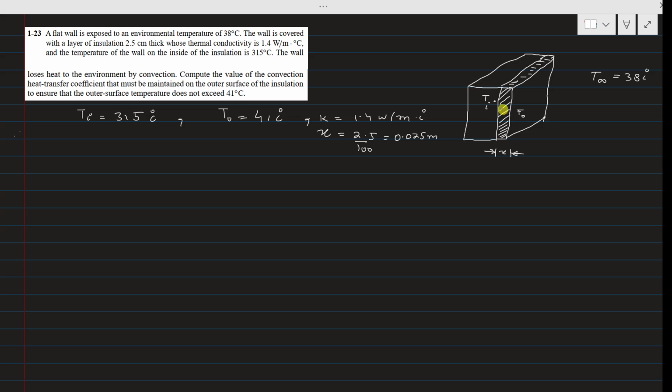So the heat transfer that takes place in this insulation is due to conduction. Now from the outside of the insulation to the environment, the heat transfer takes place by convection. So this heat transfer by conduction must be the same as the convection. So the heat transfer in the conduction case, that occurs inside the insulation, and the heat transfer in convection is the same.